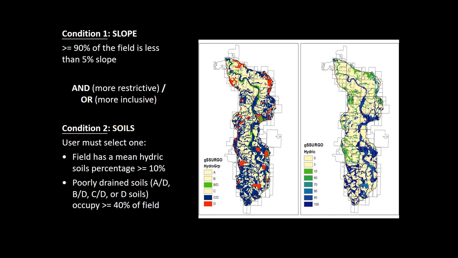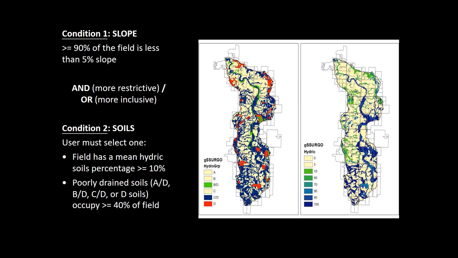of the field. Based on the user's knowledge of the watershed and how the soil survey was conducted, they'll have to make a choice between these two. On the right, you can see the difference between the D-class classification and then the 10% hydric classification.